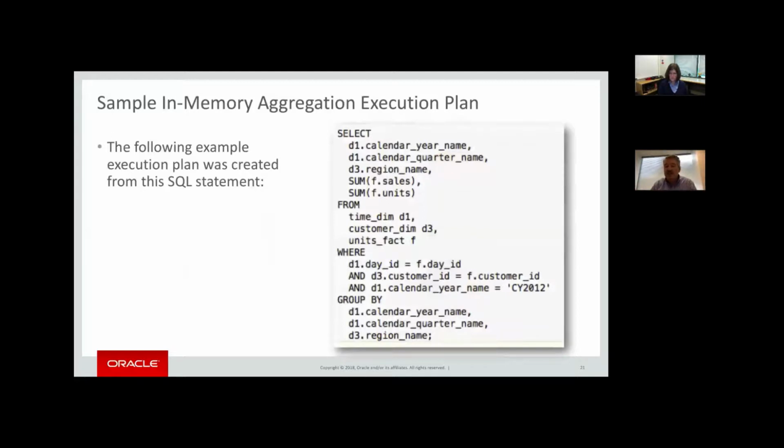And so we've got 3 tables. We've got our time dimension, customer dimension, and then we have a facts table. We have our join keys and a filter predicate, we're going to look at a specific year. And we have our group by. So we're really going to sum sales and units for the time dimension based on a region.